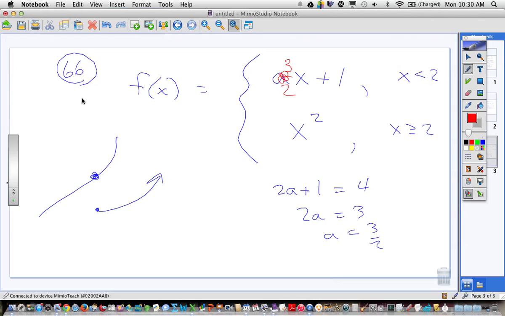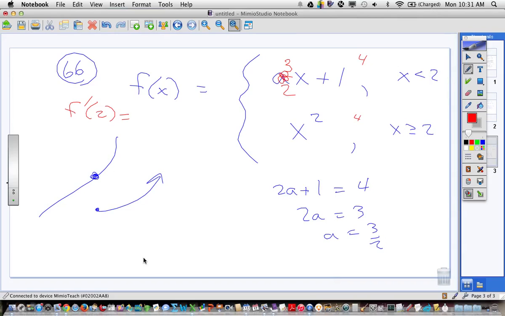Does f prime at 2 exist? Any ideas of how to calculate that? Plug a 2 into where? If you put a 2 into here, you get 3 plus 1, which is 4. And you put a 2 into here, you get 4. They have the same y value, but we knew that. That's what we did right here. All that means is when this one ends, the other one takes off.